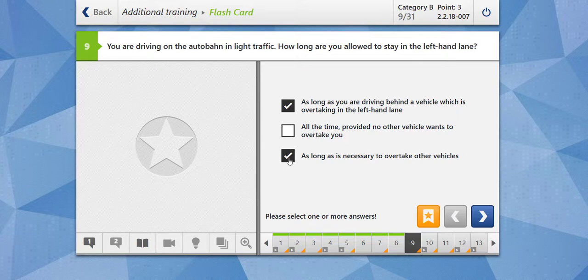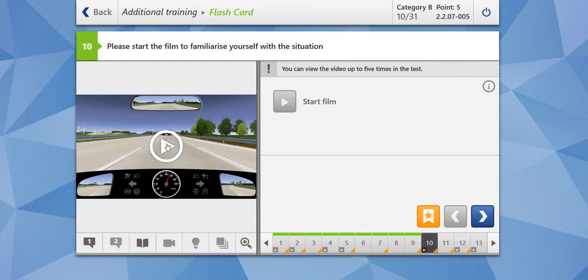As long as it's necessary to overtake other vehicles, yes, this makes sense. So whenever you want to overtake other vehicles, you should always be in the left-hand lane. But if there's already a vehicle which is overtaking other vehicles and you are behind that vehicle, then also you can remain in the left-hand lane. Let's check our answer. Our answer is correct.